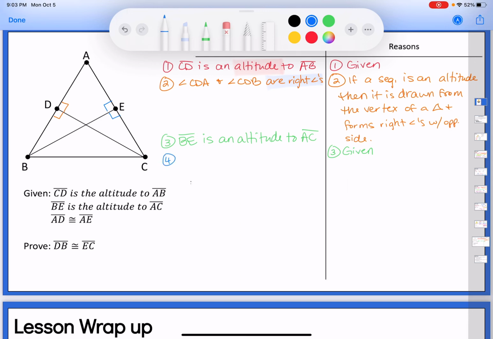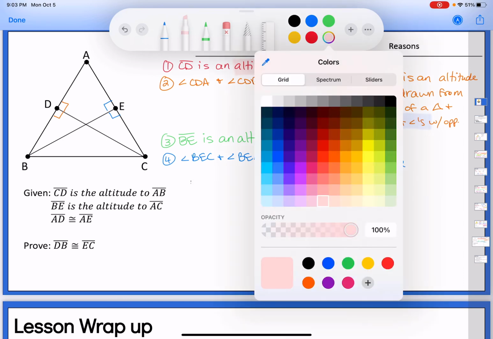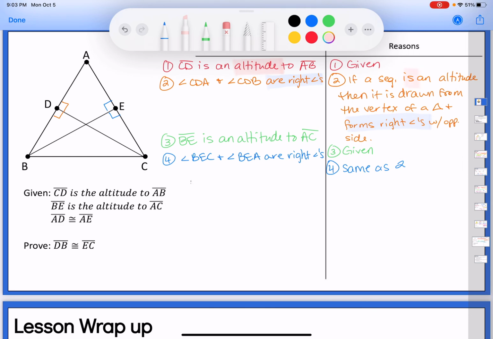So I'm going to include that as step 4. Angle BEC and angle BEA are right angles. And that reason is exactly the same as step 2. And goodness sakes, I do not want to have to write all that over again. So I'm just going to say same as 2. Our good if-then form for altitude. So again, the then part was the forming right angles. The if part was that it is an altitude.